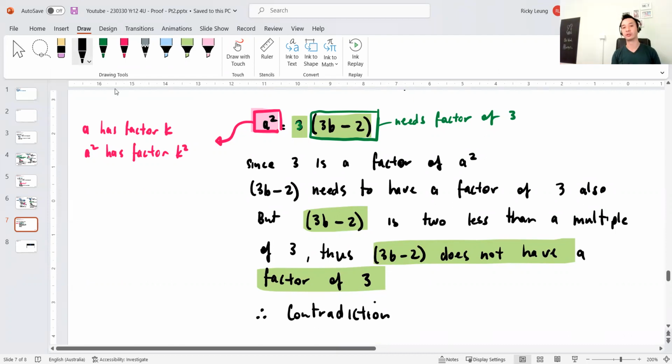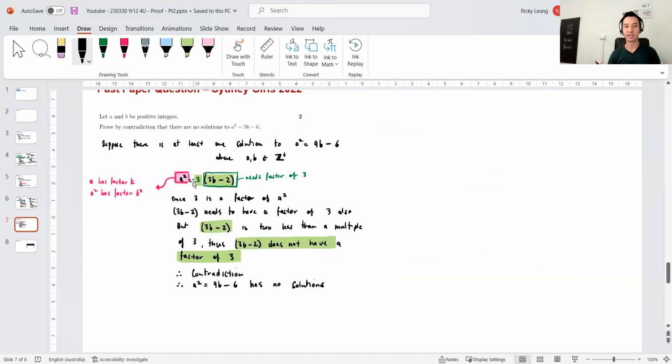Therefore, a squared equals 9b minus 6 has no solutions, right? How's that? Is that okay? So in this one, we supposed that there was a solution and then said a squared needs to have 3 times another thing that has a factor of 3. The other thing, 3b minus 2, cannot have a factor of 3. Therefore, contradiction. Therefore, that equation has no solutions.